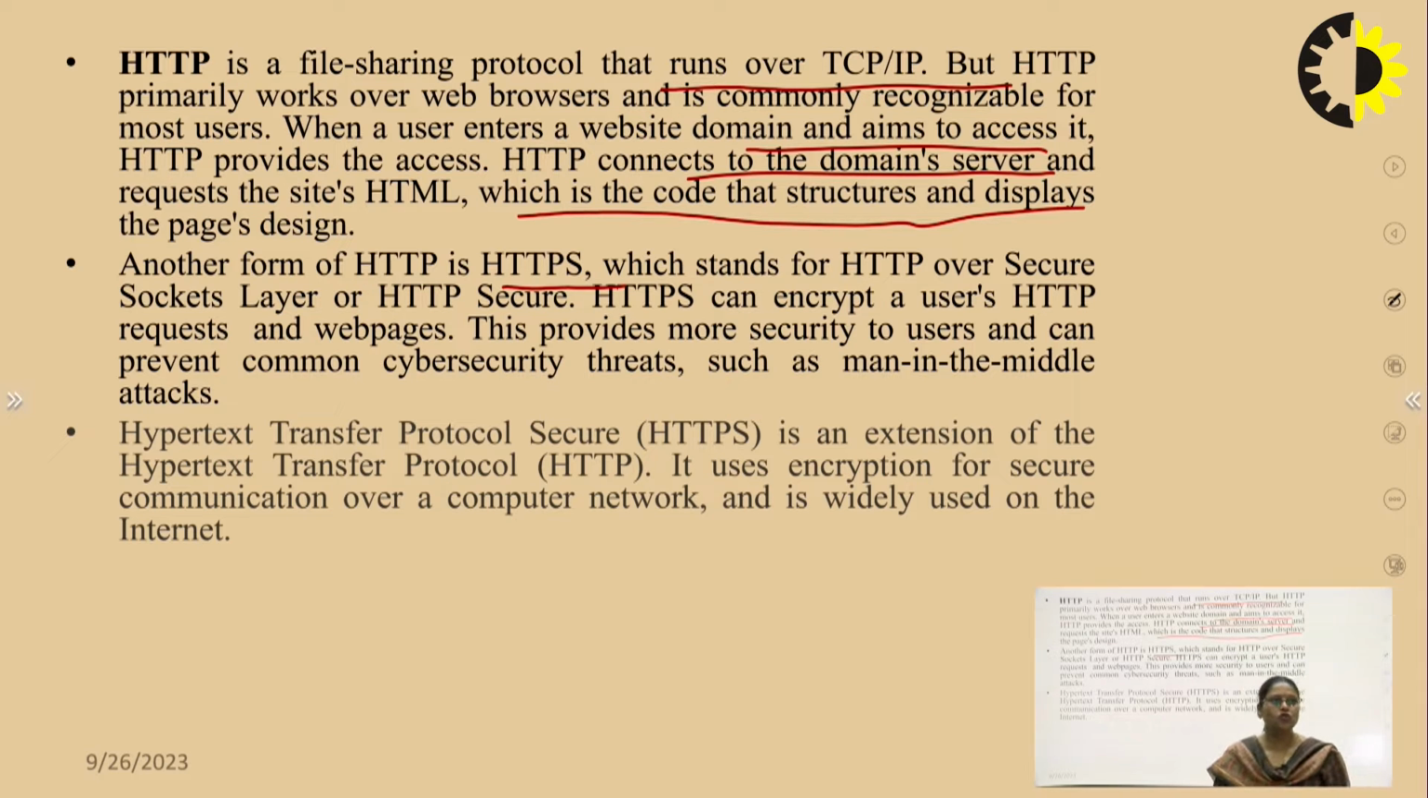Another form of HTTP is HTTPS, which is called Secure Hypertext Transfer Protocol. It uses secure sockets for transferring information over the web. How does it work? HTTPS can encrypt the user's HTTP requests and responses, and it is basically used for providing more security over the web, because in today's scenario a number of hackers are available over the net. So how can we secure our information, and how can we securely access data over the net? In that case we use HTTPS.